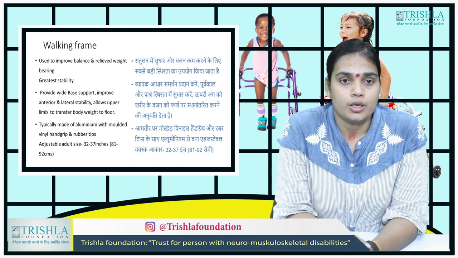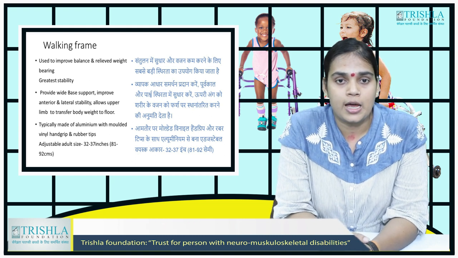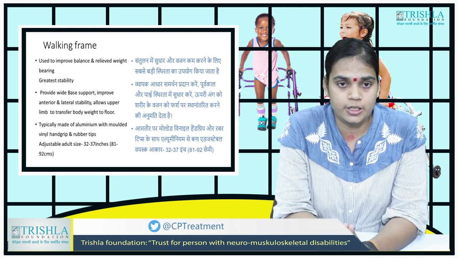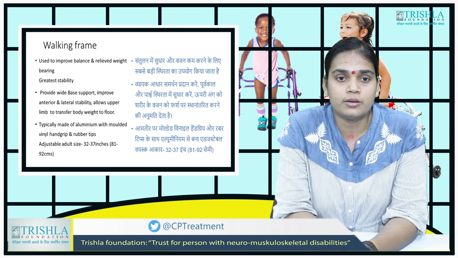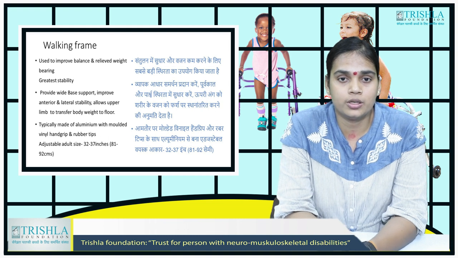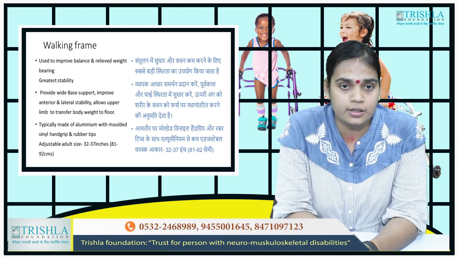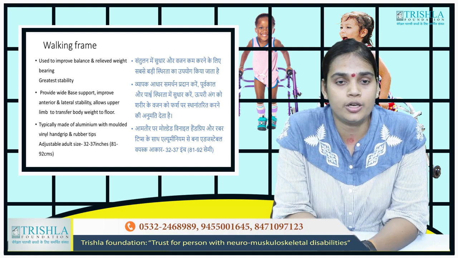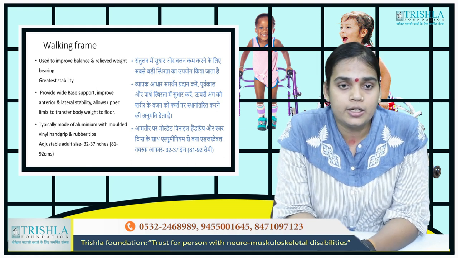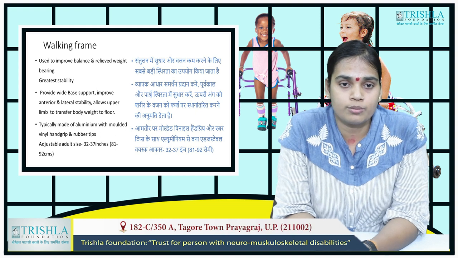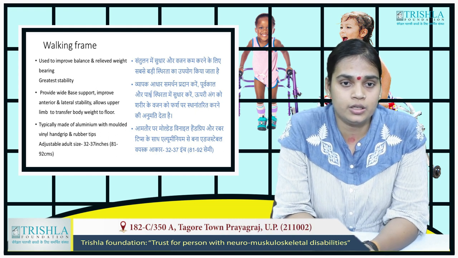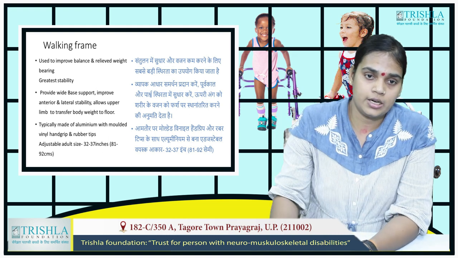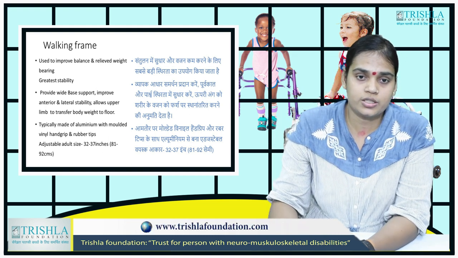A walking frame is used to improve balance and relieve weight bearing, with greatest stability. It provides a wide base of support, improves anterior and lateral stability, and allows the upper limbs to transfer body weight to the floor. Typically made of aluminium with a molded or mini hand grip and rubber tips, adjustable, adult size 32-37 inches.